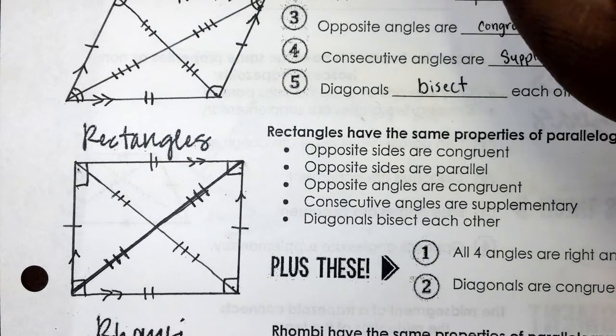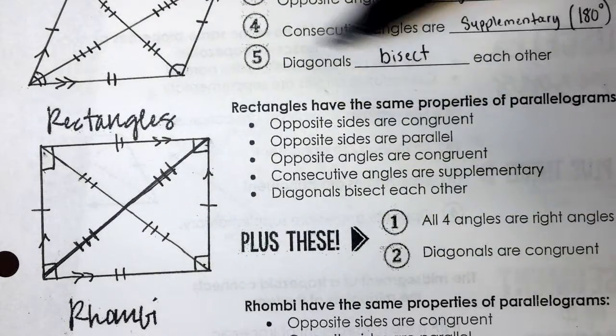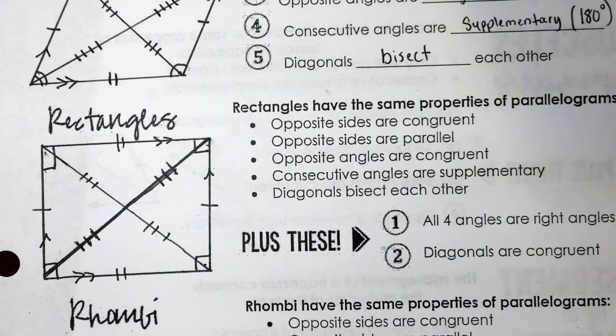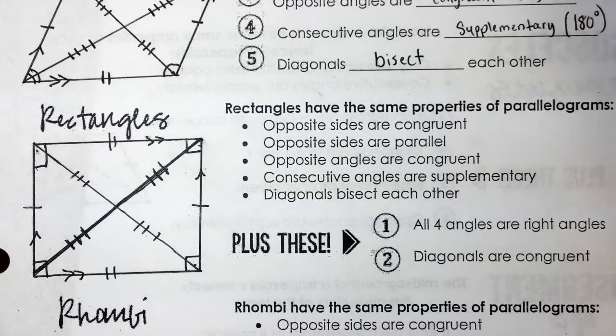But a rectangle is considered to be a parallelogram because it has all the properties of a parallelogram. Y'all good with that? Yeah, let's rock.